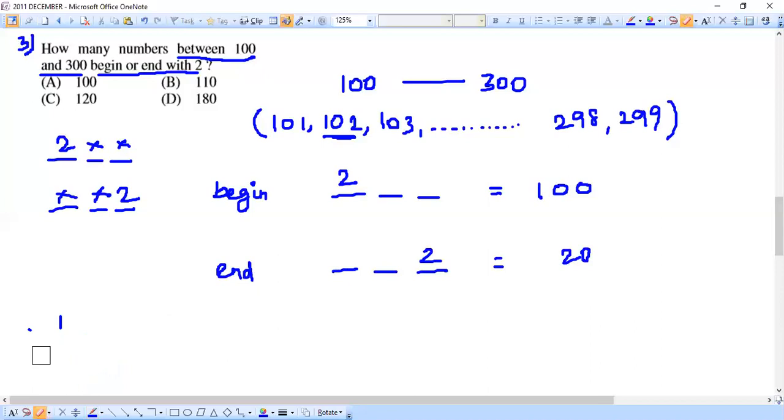What I mean is, we got numbers starting with the digit 2 and numbers ending with the digit 2. Everything is over. Here we got 100 numbers, here we got 20 numbers. So we can add 100 plus 20 and that means 120 is the answer. Can we conclude like this directly? Is it possible? No, it is definitely not possible.